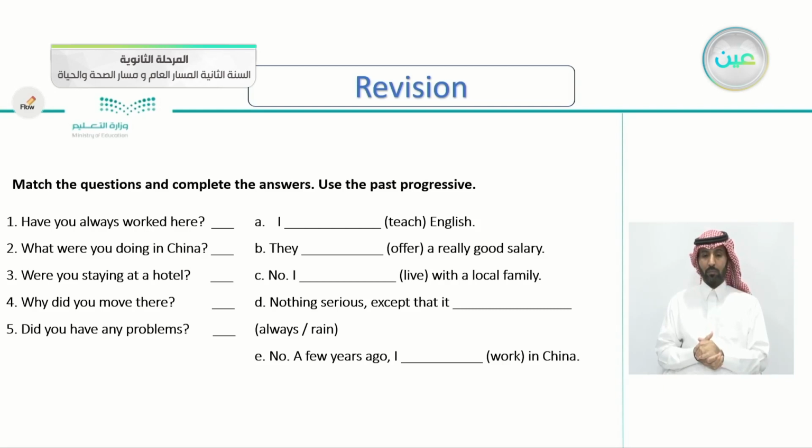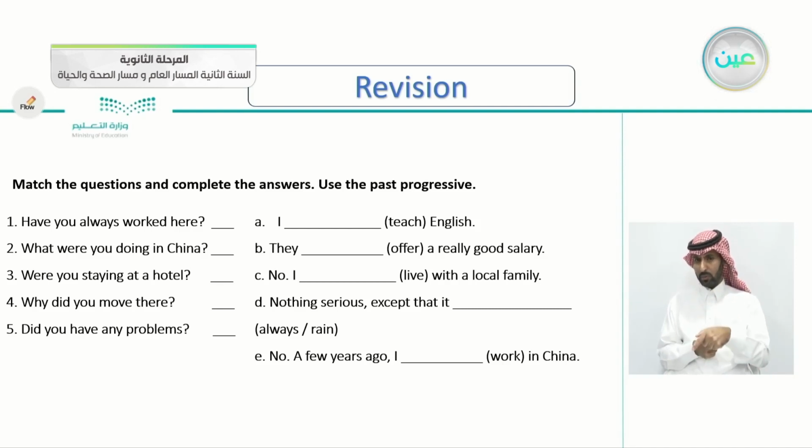Use the past progressive. First, we have to match the question with the correct answer. Then we will write the correct form of the verb with the past progressive. For example, the first one here: Have you always worked here? This is the question.